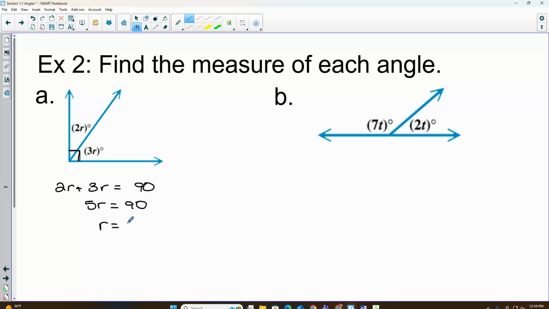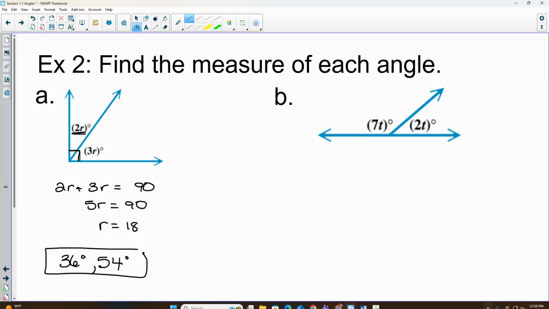Divide by 5 and we get 18. Make sure we answer the question. What did I want? Measure each angle. The measure of each angle. So this angle was 2r, so 2 times 18 is 36 degrees. The other one, 3r, would be 54 degrees.